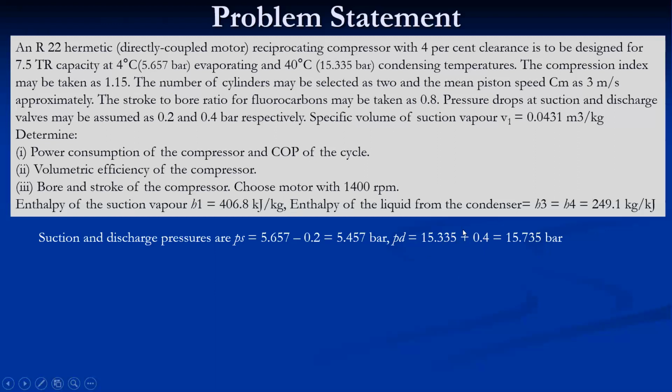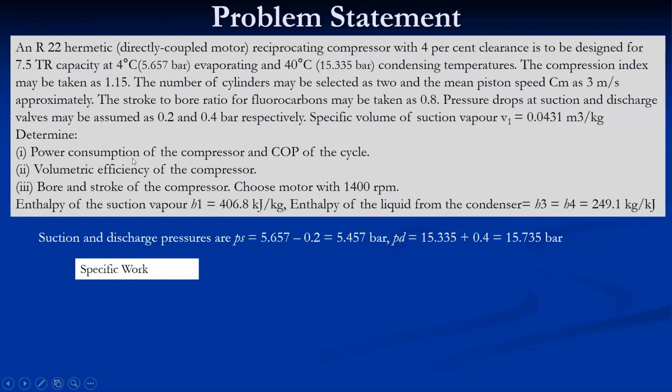So in this case, there is addition. In this case, there is a reduction. So these are the suction and discharge pressures. If pressure drops are not given, we can directly take these suction and discharge pressures as they are, PS and PD. It's called same compressor and delivery pressures. Now in this case, the compressor suction pressure and compressor delivery pressures are different than evaporating pressure and condensing pressure.